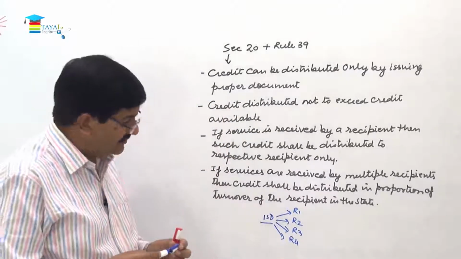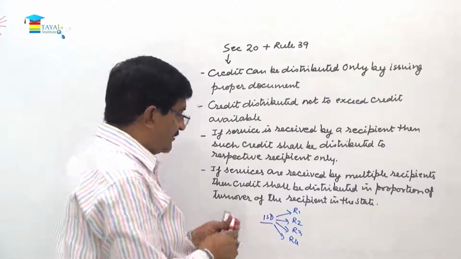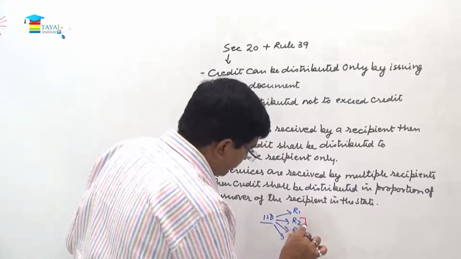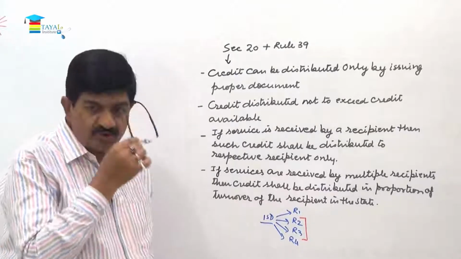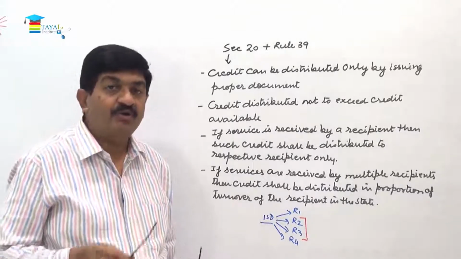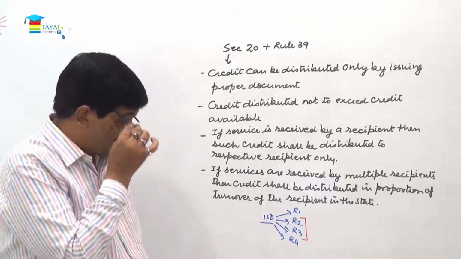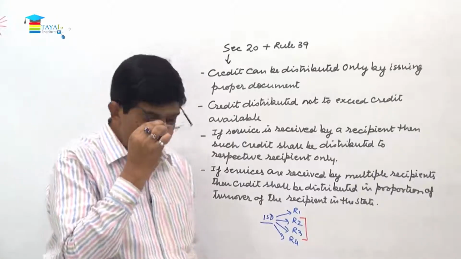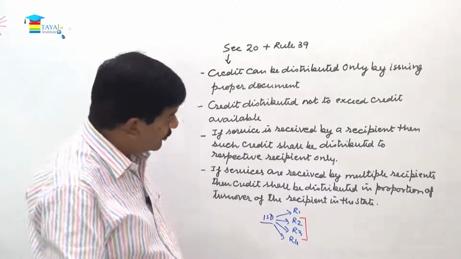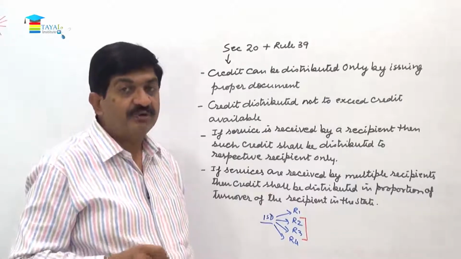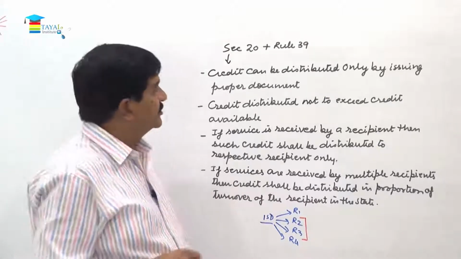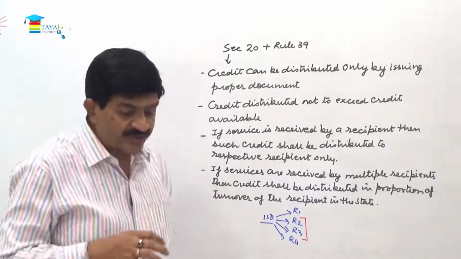So if there is some service which is received only by recipient number 2 and 3, then the credit of that service will be distributed among R2 and R3 only. And if service is received by all, then it certainly will be distributed among all, but the proportion of the distribution will be on the basis of turnover in the state. So this is section 20.